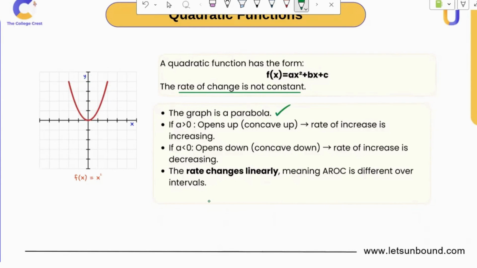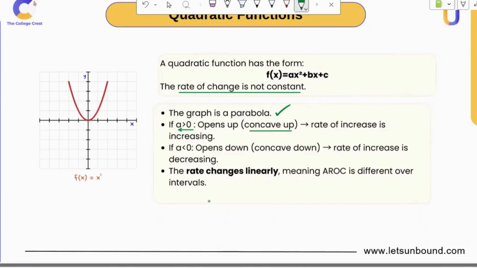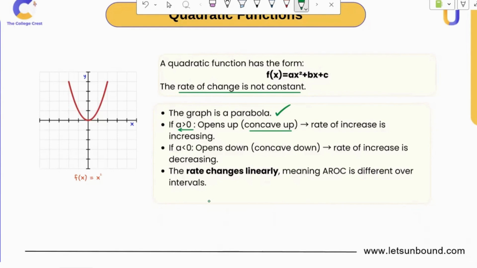And the graph is called a parabola, a U-shaped curve, maybe upward facing or downward facing. When it faces upwards, when a is positive, it opens up. In our calculus language, we will say concave up. And what does concave up mean? The rate of increase is increasing, right? So if you find the rate, it will be increasing.